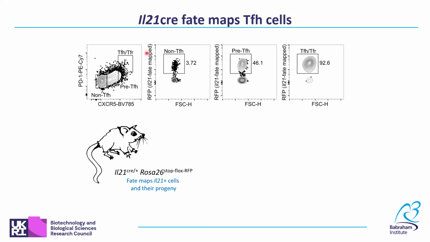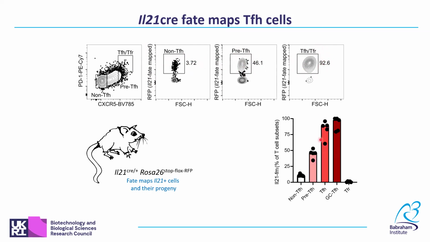If we look at the non-TFH cells, we can see that less than 5% of these cells are expressing RFP, so less than 5% are IL-21 fate mapped. This goes to about 40 to 50% in the pre-TFH cells, and over 90% of our TFH-TFR cells are positive for IL-21 fate mapping. And that's shown here in this graph. We can further divide these TFH cells into germinal center resident TFH cells and TFR cells.